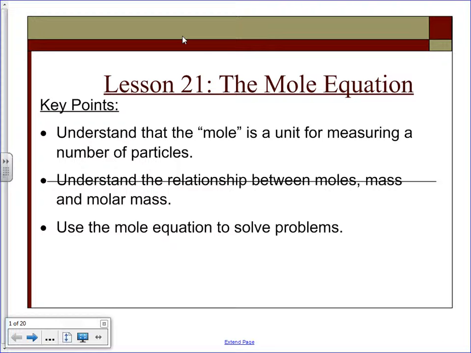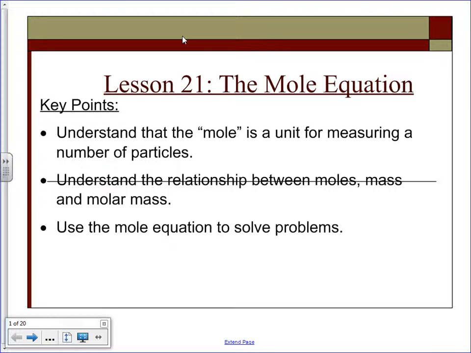We need to understand the relationship between moles, mass, and molar mass. Like we said, moles is the number of particles of something. Mass would be the mass of that number of particles. Molar mass is the mass of 1 mole. Molar mass is on your periodic table. These atomic masses on here are the mass of 1 mole of every one of the elements on the periodic table. Their atomic mass is their molar mass. Everybody with me there?